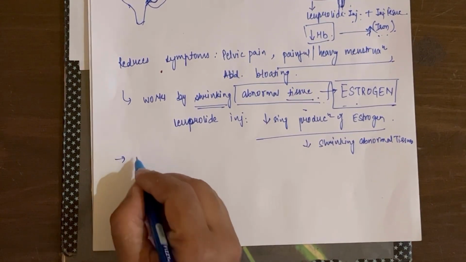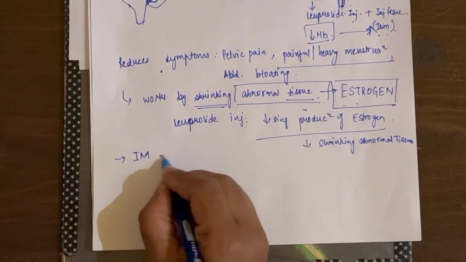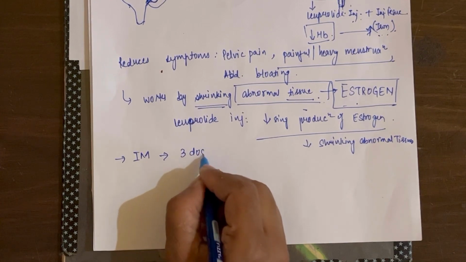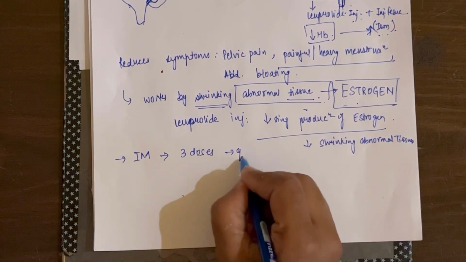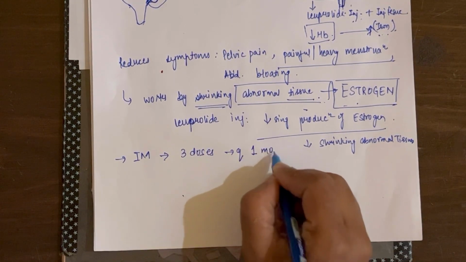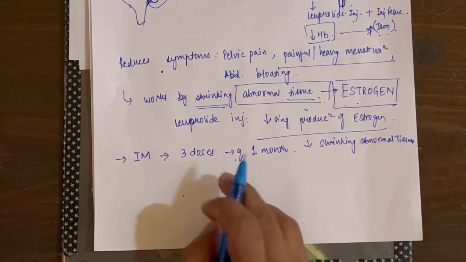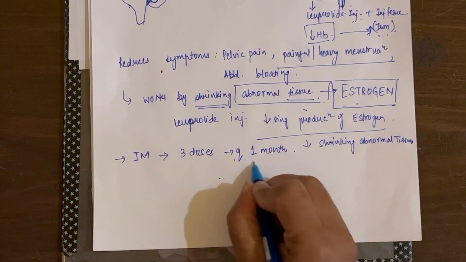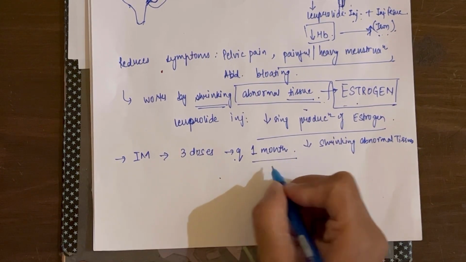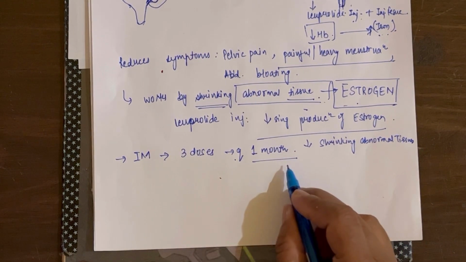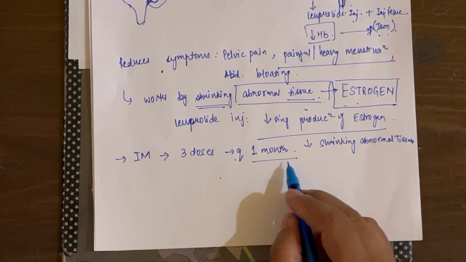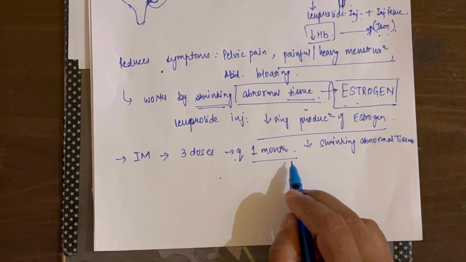This injection is usually given IM and in 3 doses, and each dose will be 1 month apart. Since this is a slow acting drug, it takes approximately 1 month to give its full function, and it slowly releases its medication into the blood over a period of 1 month.